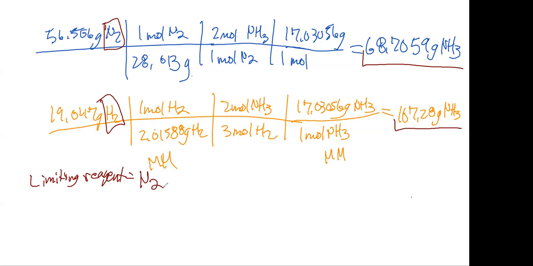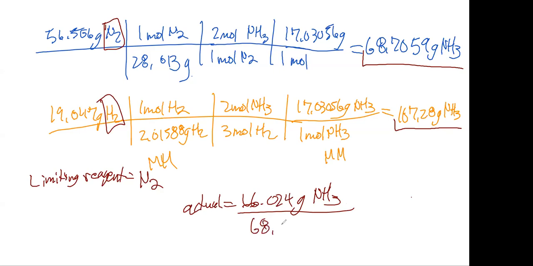So now it's asking us, well, if we made an actual yield of 66.02 grams of NH3, what would our percent yield be? We need to take that and divide it by our theoretical, 68.7059. Multiply that by 100%. And we get something like 96.1% yield. You guys have any questions about how we got all the way to our percent yield?